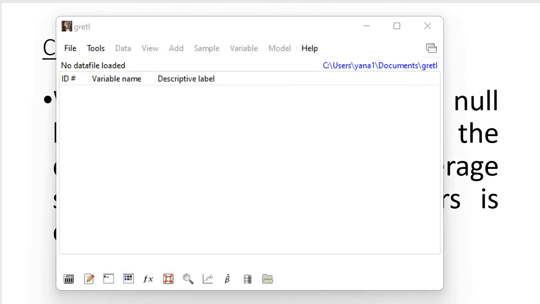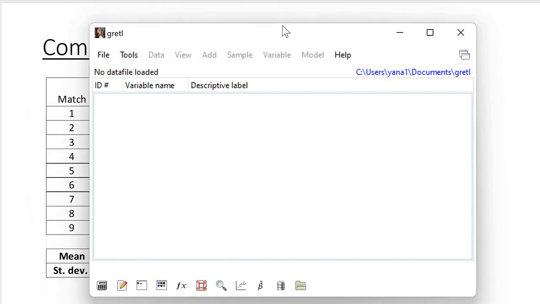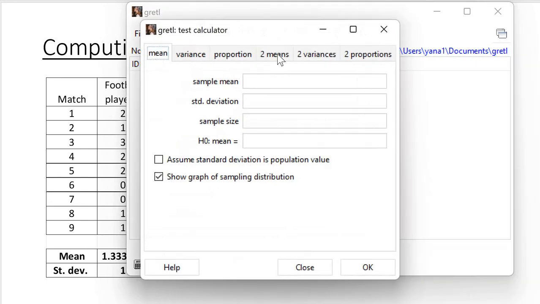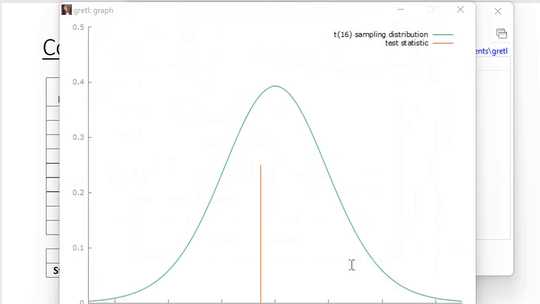Okay, actually, you can also use Gretl for this purpose. So let us go back to the information about means and standard deviations. We will choose Tools, Test Statistic Calculator, and here we are analyzing two means. In the first sample, the average number of goals is 1.33, standard deviation is 1, size of sample 9. In the second sample, we have 2 as the mean, approximately 0.745 as standard deviation, and we also have 9 observations. And we assume the difference in means is equal to 0. So we have to click OK.